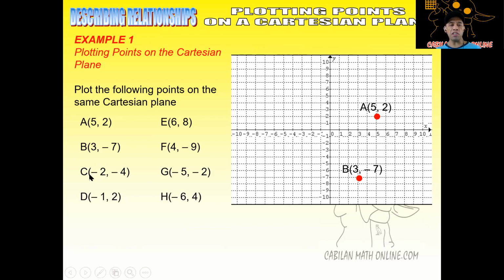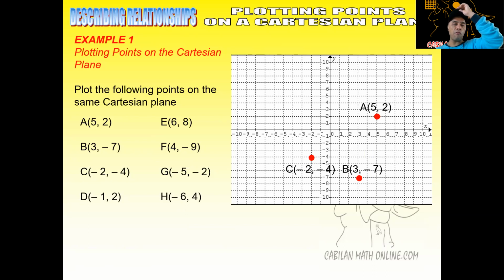So now for part C, you notice the x coordinate here is -2 and the y coordinate here is -4. So this one is going to be a lot different from the other two that we've already plotted. From the dead center, this is telling me that I'm going to go left 2, and then down 4. And as you can see, that's this point over here.